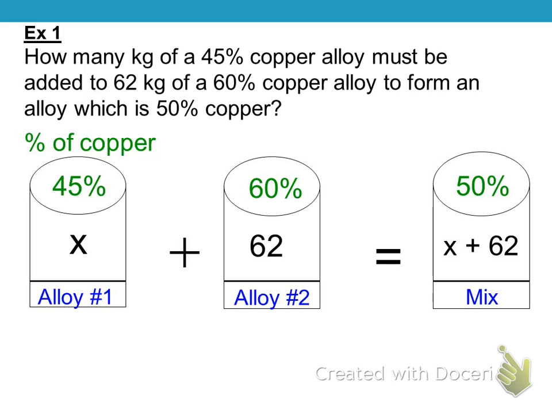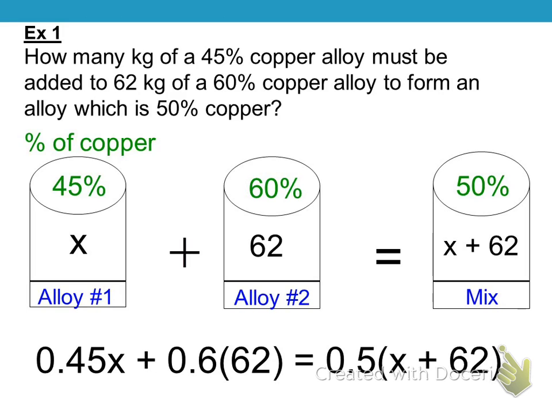0.6. 50%? 0.5. Good. If you're unsure of that, start with the decimal in the back, jump it up 2 spots, or just divide by 100 in the calculator. So I'm going to have 45% of this one. So 45% times x, 60% times this, 50% times this, but as decimals, okay?